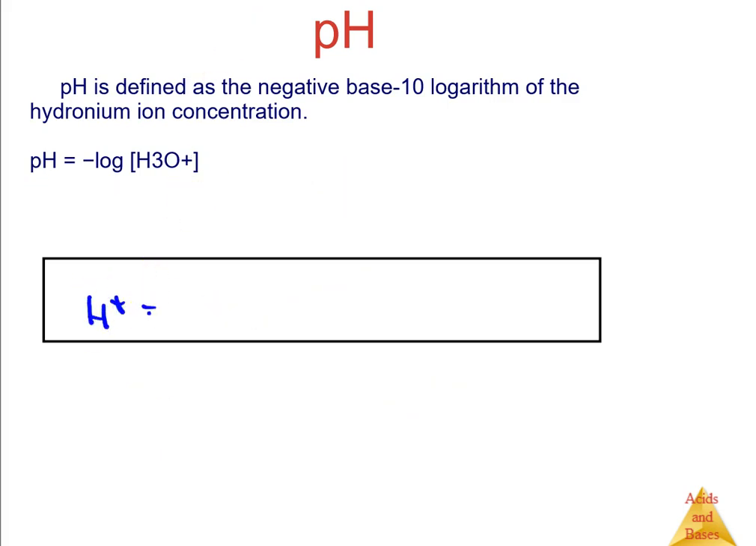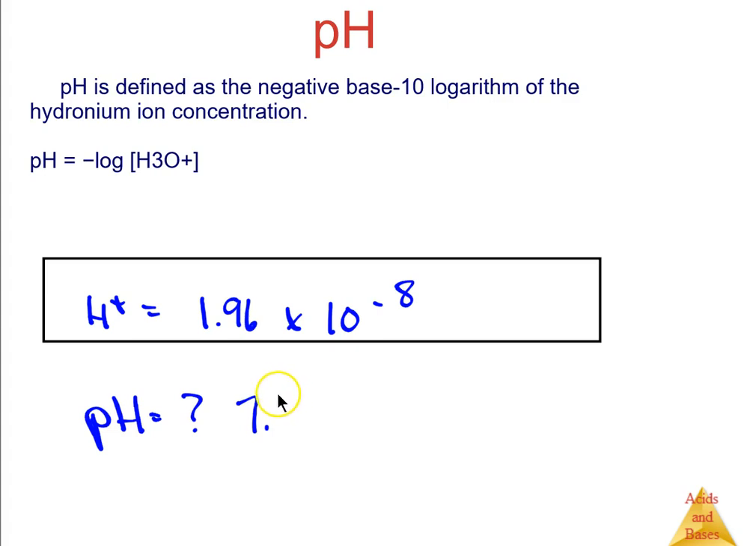All right, try another one. H plus equals 1.96 times 10 to the negative 8. What is your pH? All right, what did we get? Someone louder? 7 point what? 7. Okay. Whoops, I don't need the times 10. That was the other part. 7.7. Not bad, right?